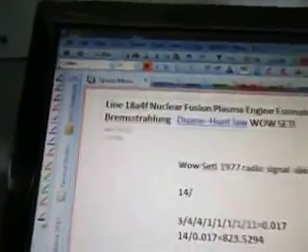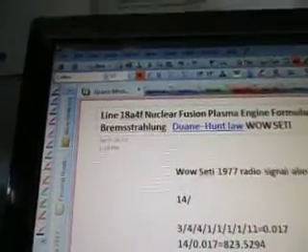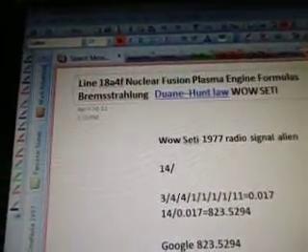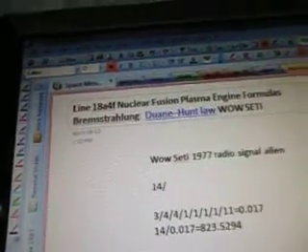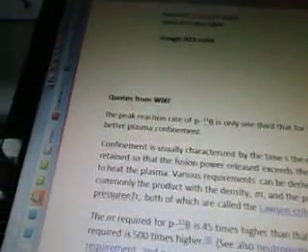So this is part 188. It's line 18A4F. Nuclear fusion, plasma engine formulas, Bremsstrahlung, Duane, Wow! SETI. So there's the radio signal there. This is all data, okay?